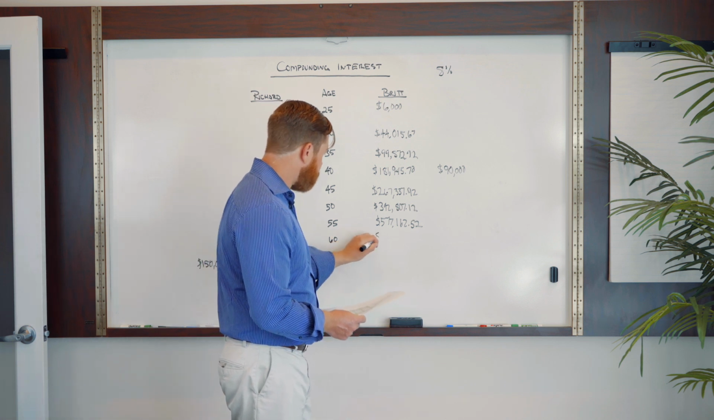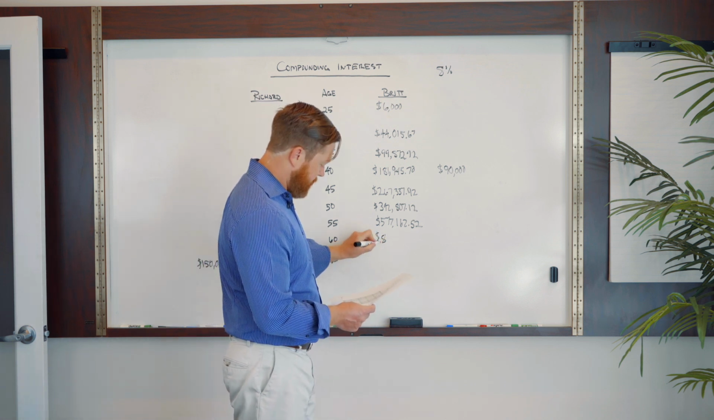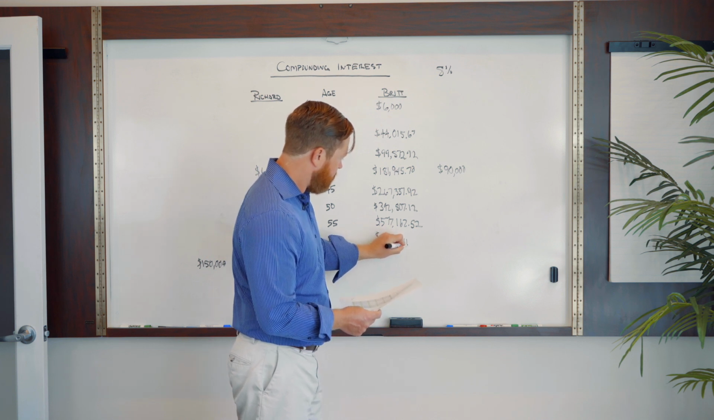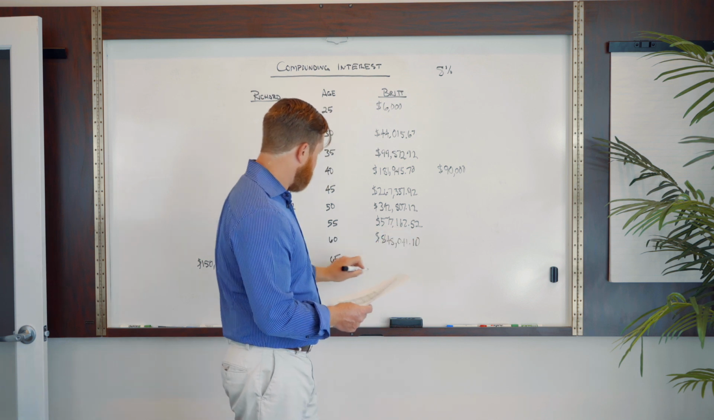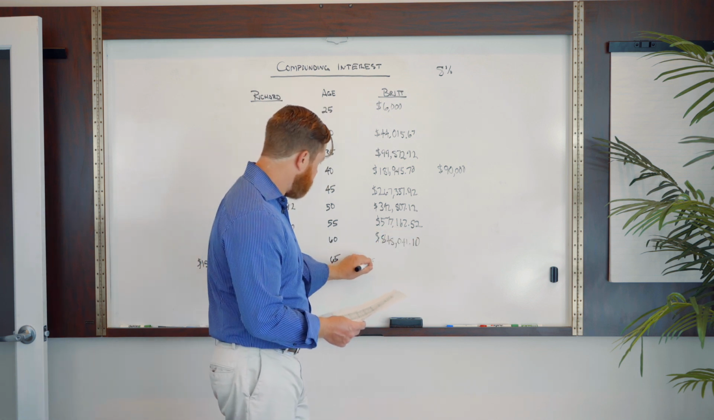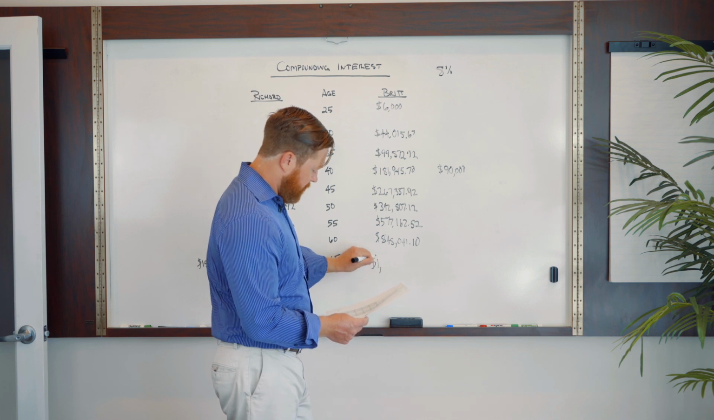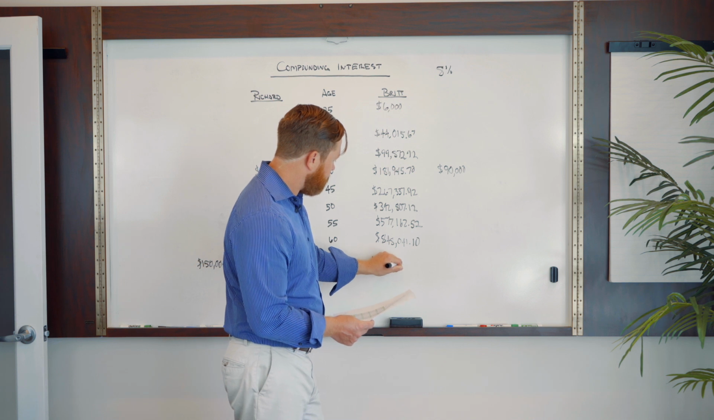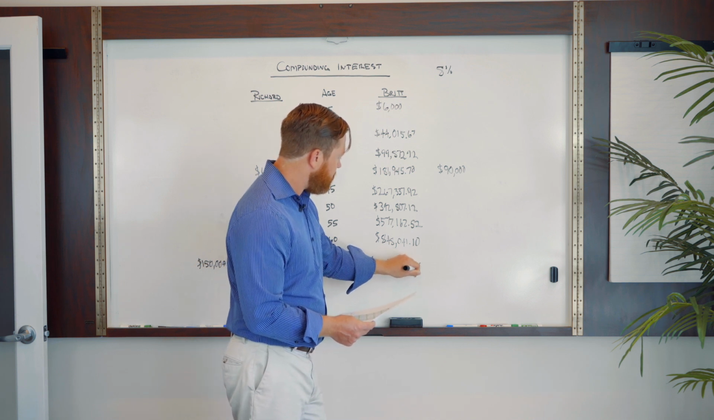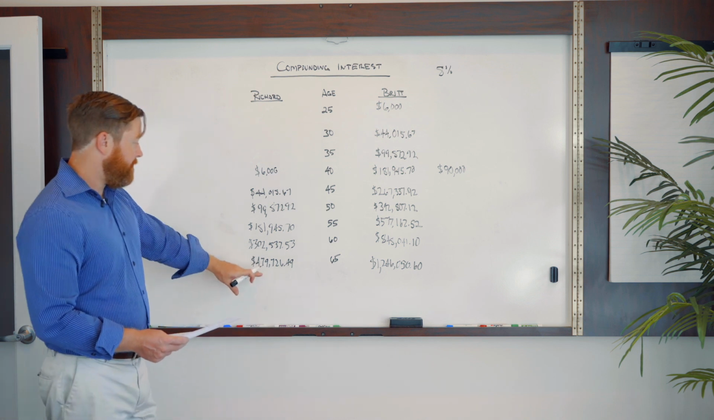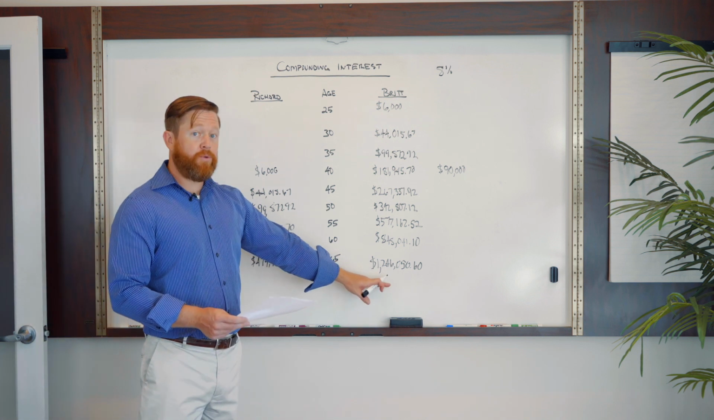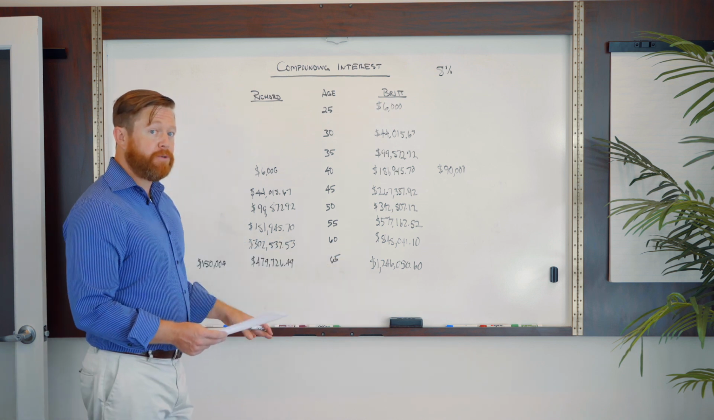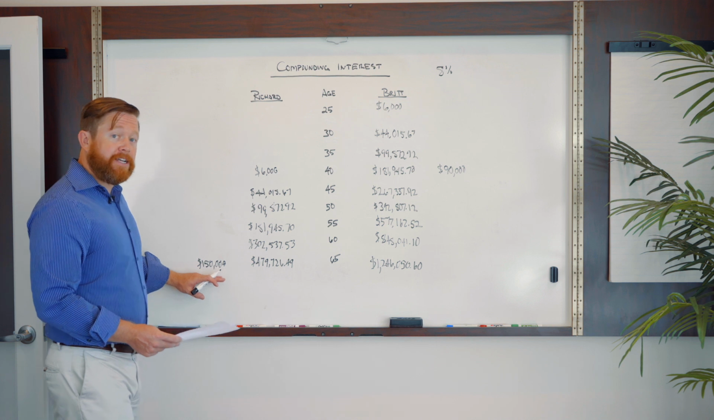At 60, Britt has $848,041 and 10 cents. And then finally at age 65, we've eclipsed the million mark, $1,246,050 and 60 cents. So we have 480,000 versus $1.2 million. That's over $750,000 difference between the two, and you can see the difference in contribution.